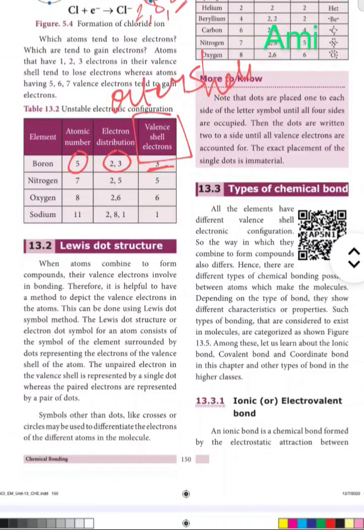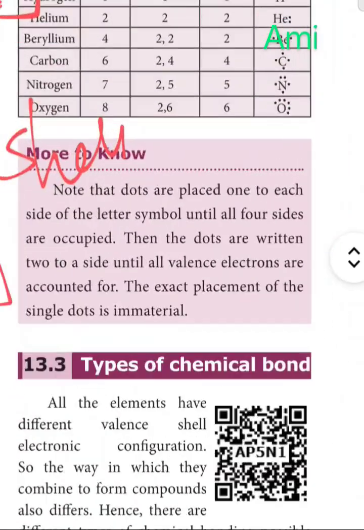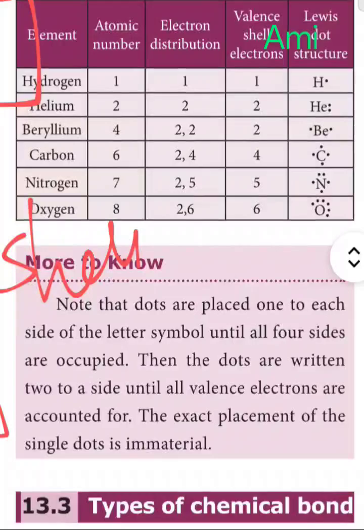Next, the Lewis dot structure is being given here. The representation of an atom or a molecule, along with its electronic configuration, its orbits and shells, and its valence electrons, is known as the Lewis dot structure. Here is a table for representation of Lewis dot structures. Hydrogen has atomic number 1, and the valence shell has 1 electron, so you will put 1 dot near the symbol.